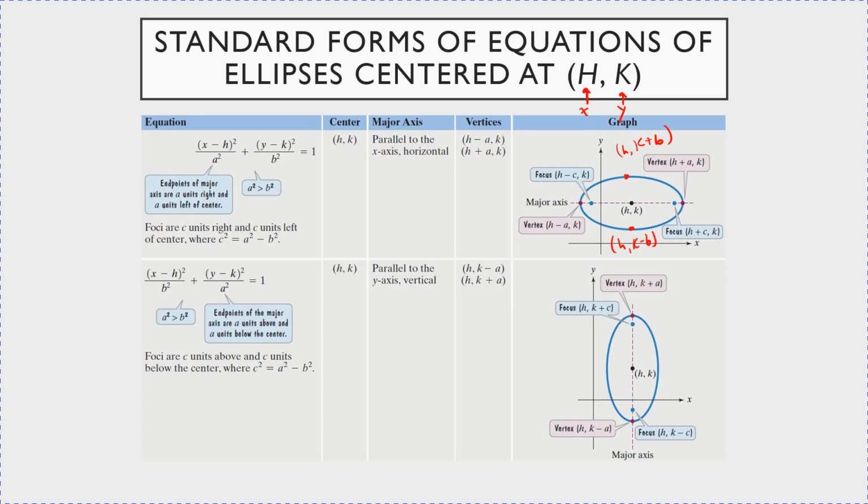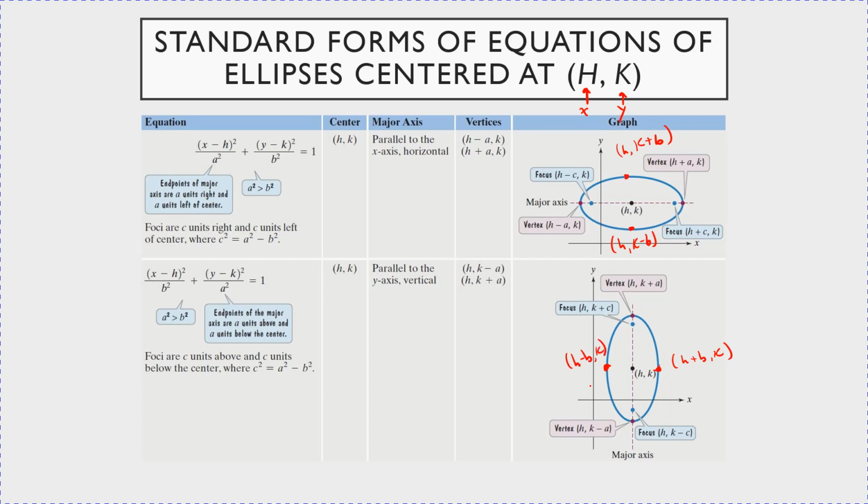All right. And then what you can see here, because this one has a vertical elongation from the center, this would be h comma k plus a, this would be h comma k minus a, and then over here the endpoints of the minor axis would be h plus b comma k, and over here it would be h minus b comma k.